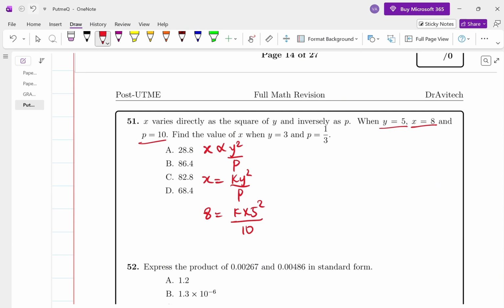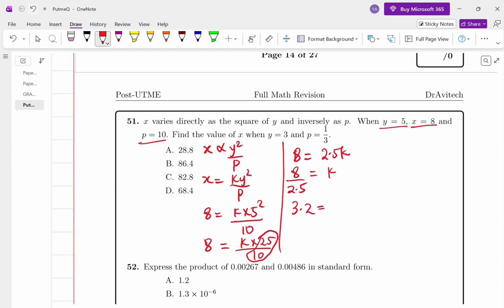So this is what we're going to use to find our constant of proportionality. So this is 8 equals k times 25 over 10. 25 over 10 is 2.5, so this will just become 2.5k. To get k, divide both sides by 2.5. When you do so, you're going to have 3.2 equals k. That's what you're going to be getting.